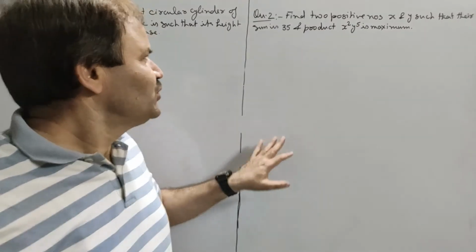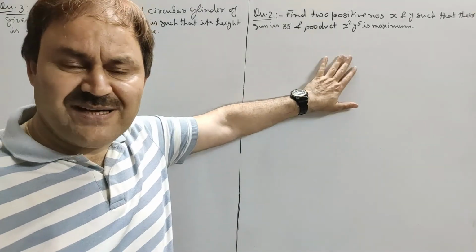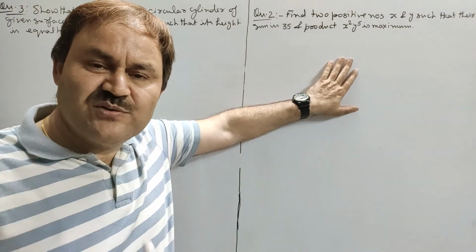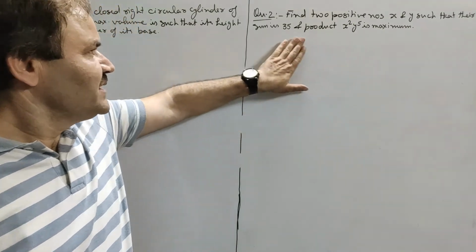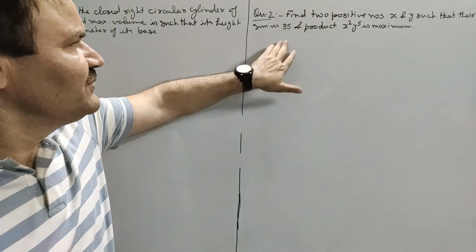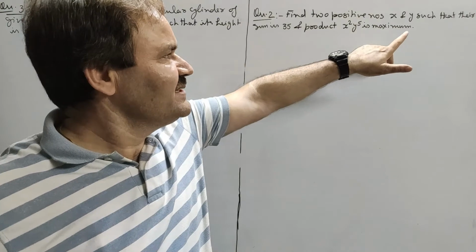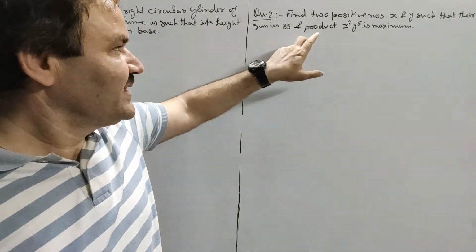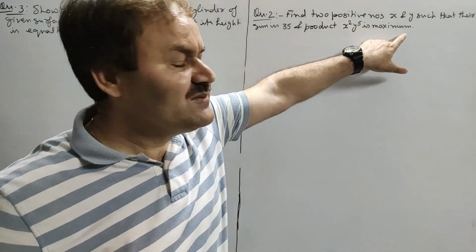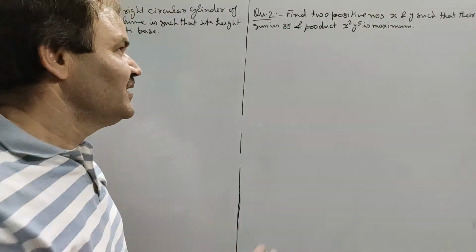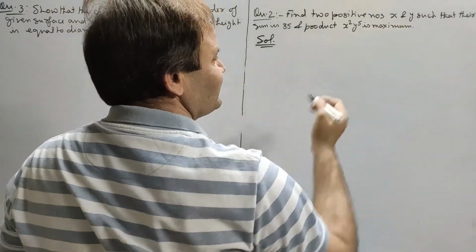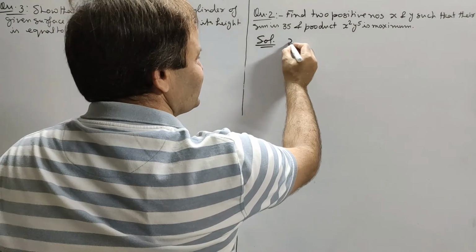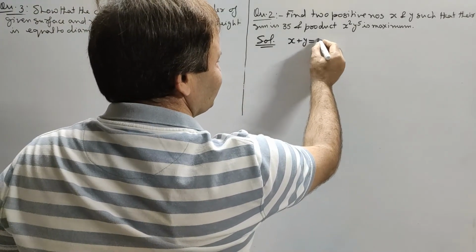Now we are taking two more questions to understand the use of calculus for determining maximum and minimum values of a function. Say in the first question it is given, find two positive numbers x and y such that their sum is 35 and product x square y raised to the power 5 is maximum. Question itself has given that the numbers are x and y and their sum is 35. So first x plus y is 35.